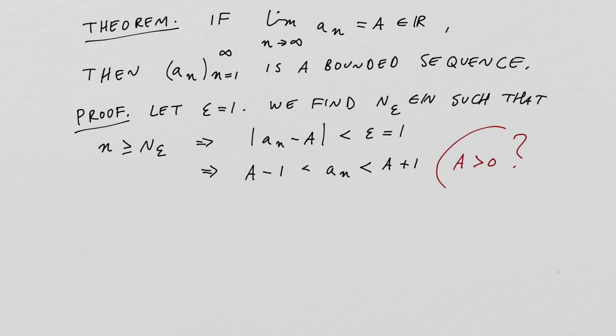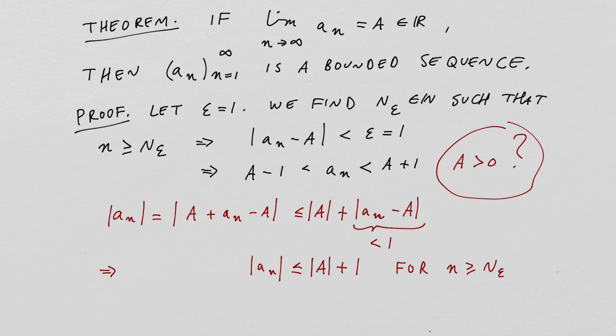Here we don't know what kind of number capital A is, but still we can conclude that the absolute values of a_n are at most this number. Namely, we can start from this, we can both add and subtract capital A, and then we can use the triangle inequality to these two terms here, and the second term is less than 1, so we will obtain this inequality for these values of n.